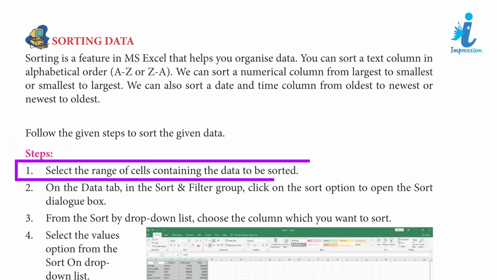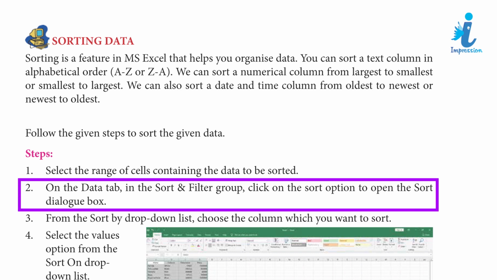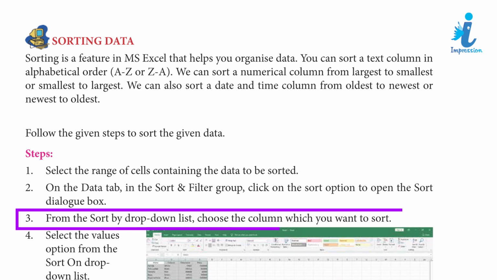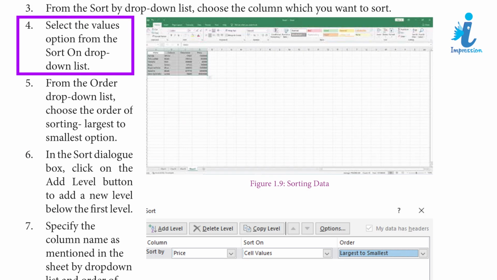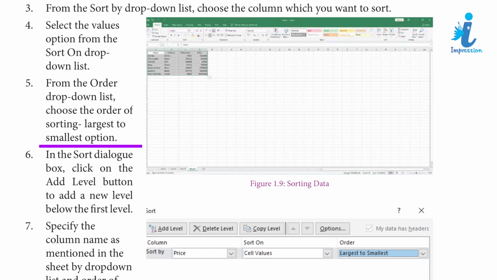Steps. 1. Select the range of cells containing the data to be sorted. 2. On the Data tab in the Sort and Filter group, click on the Sort option to open the Sort dialog box. 3. From the Sort by drop-down list, choose the column which you want to sort. 4. Select the Values option from the Sort on drop-down list. 5. From the Order drop-down list, choose the largest to smallest option.